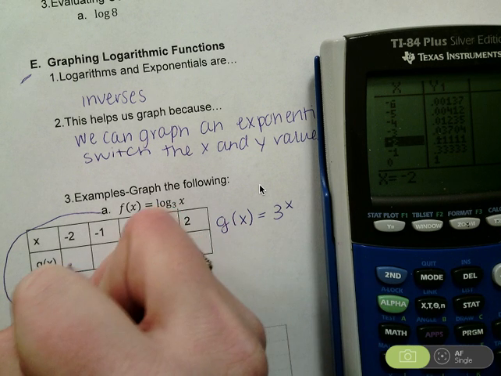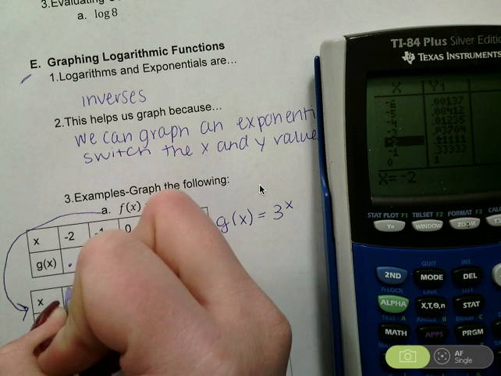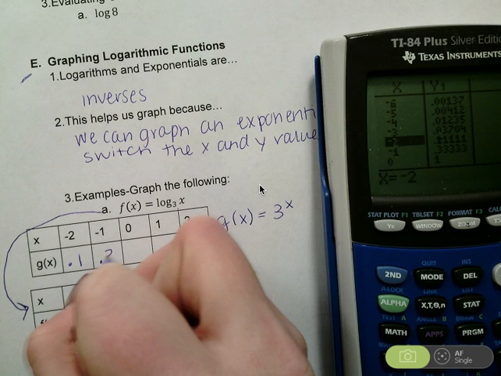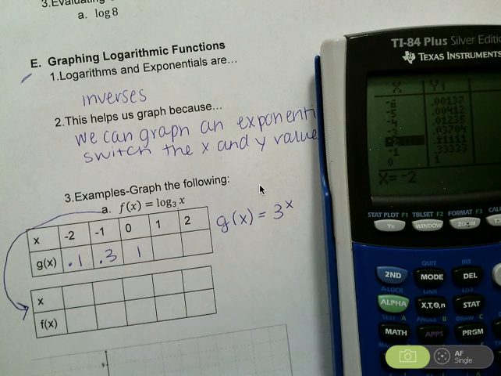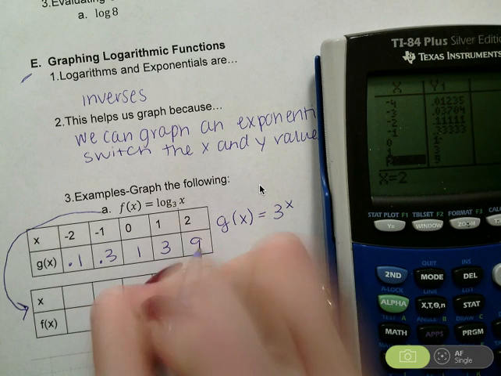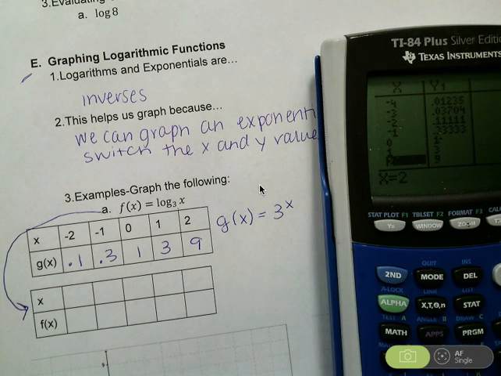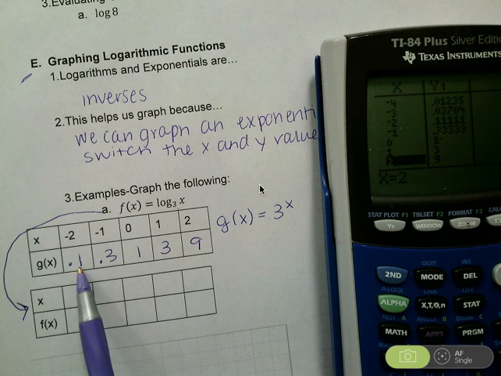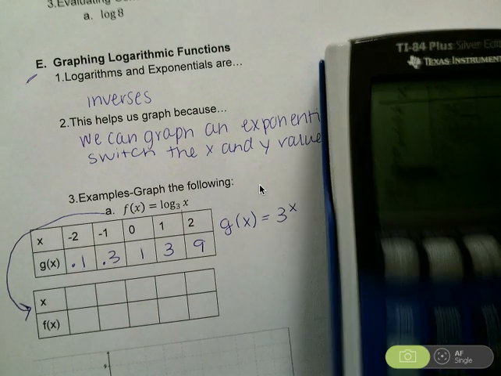-2 is 0.1. I'm just going to round. 0 is 1. 1 is 3. 2 is 9. You could have done fractions, by the way. You could have done 1 over 9 and then 1 over 3. That's fine.